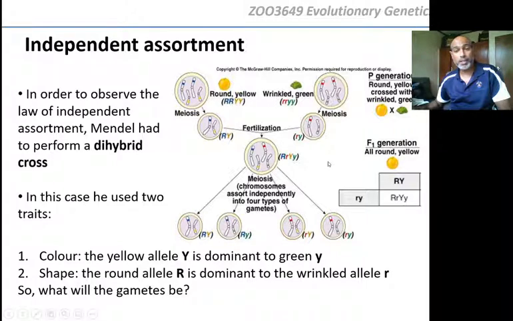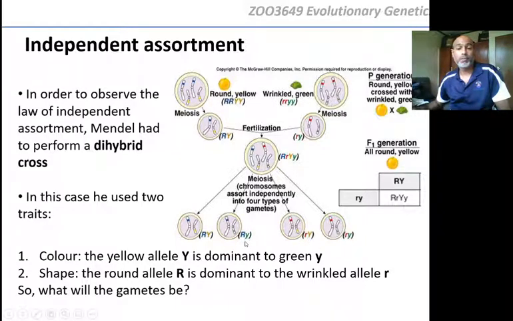But what else can they give? They can also combine a big R with a small y, like this one here. Big R, small y. They can also combine a small r with a big Y, and here it is, small r, big Y. So any parent with this heterozygote genotype, the genotype of the F1, heterozygote for both traits, can give any of these four alleles.